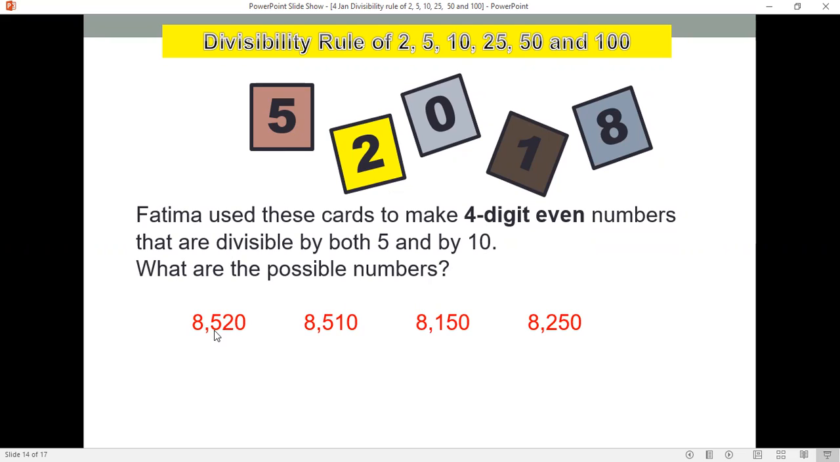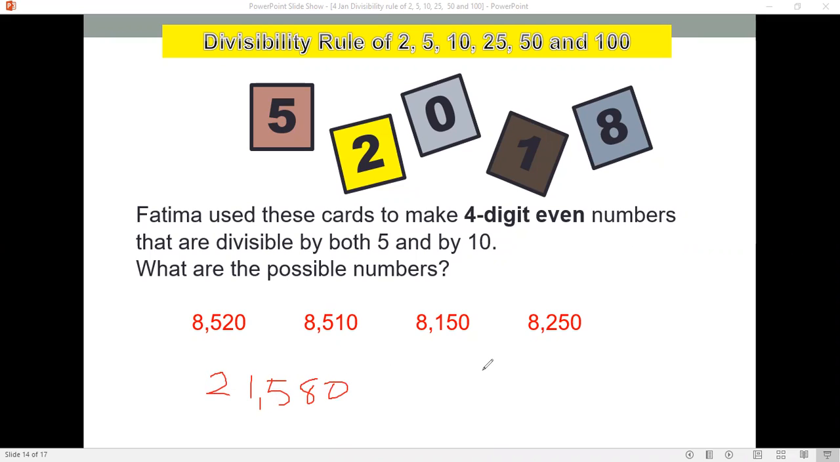These are all even numbers. 8,520 is an even number and it's divisible by 5 and 10. 8,500 is an even number and it is divisible by 5 and 10 because it ends with 0. 8,150 is an even number and 8,250 is an even number. Were you able to make another number? We can also have 2,150, 8,0. Correct?